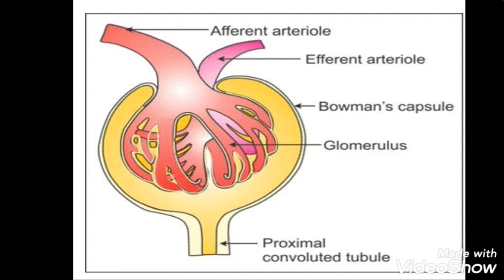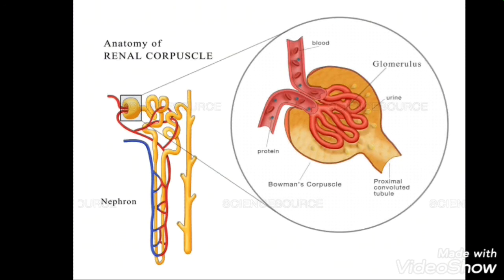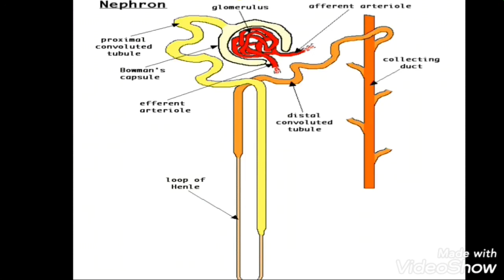The Bowman's capsule continues as a renal tubule which consists of three regions: the proximal convoluted tubule, a U-shaped hairpin loop, and the distal convoluted tubule. The U-shaped hairpin loop is known as the loop of Henle. Again, to honor the scientist Henle, they named it the loop of Henle. The distal convoluted tubule opens into the collecting tubule.